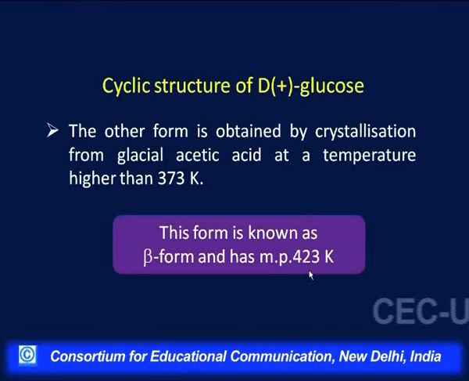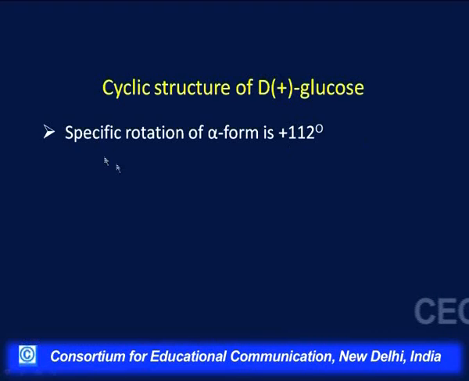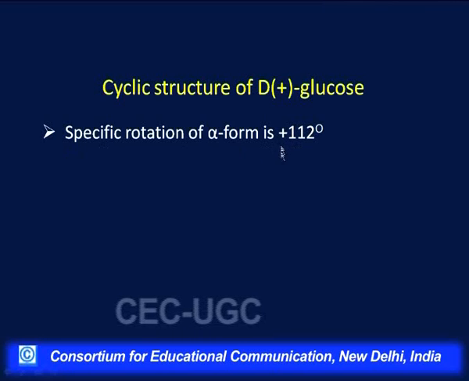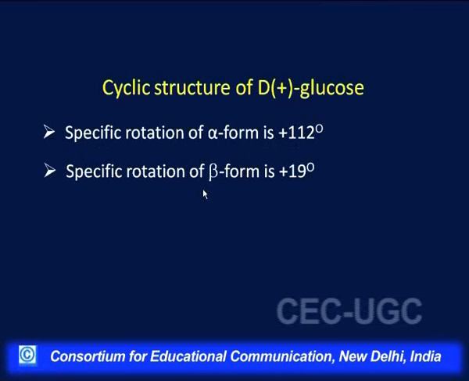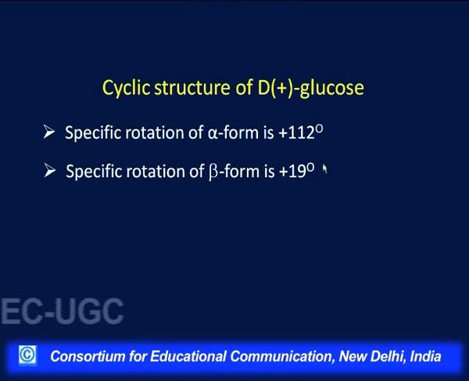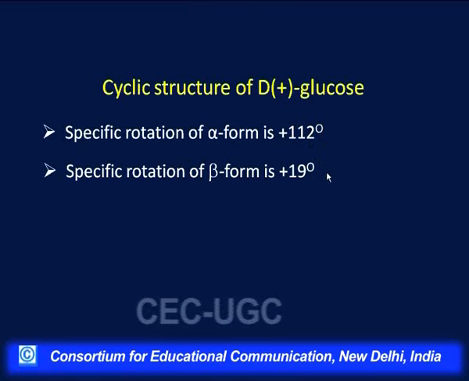Means when different solvents are used for the crystallization of glucose, we get 2 different forms of glucose in the solid state. One is called alpha form, other is called beta form, and they differ in their melting points. These 2 forms also differ in their specific rotation. The specific rotation of the alpha form was found to be plus 112 degrees, and for the beta form it was found to be plus 19 degrees. So, here we find a large difference in the optical activity of 2 different forms.